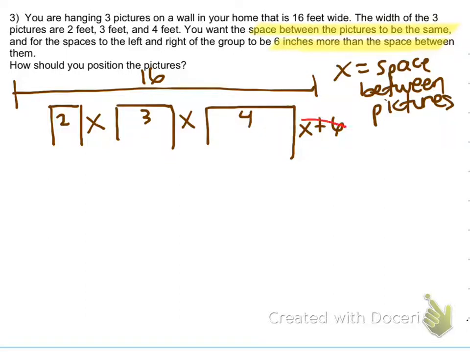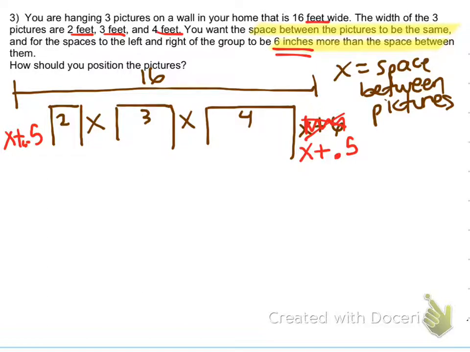No, this is not correct. You need to be very, very careful. Everything we're talking about in here is a 16-foot wall, and each of my pictures are measured in feet in length. And the space here is 6 inches more. So it's correct that we're going to be adding something, but we need to remember that 6 inches is only half of a foot. So on each end is not x plus 6, it's x plus 0.5.